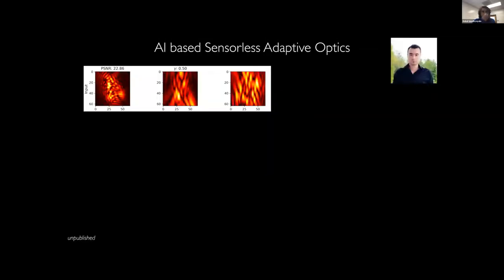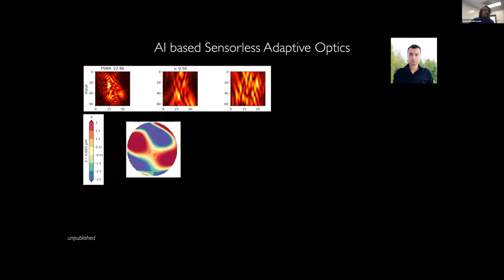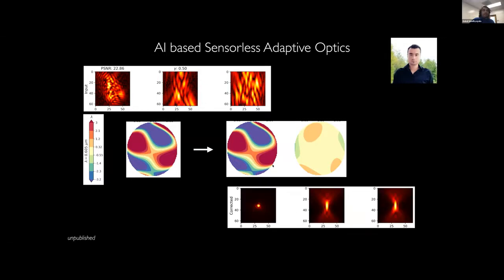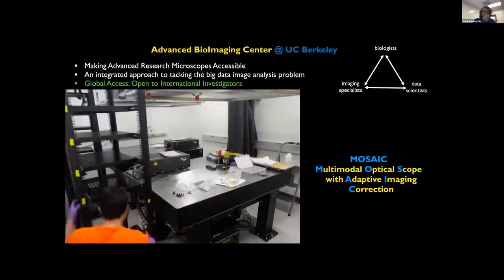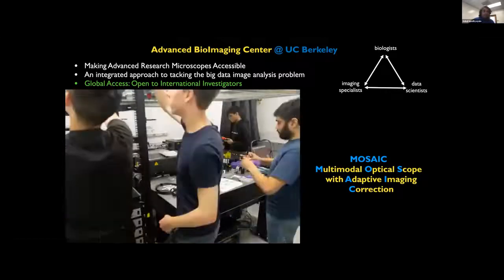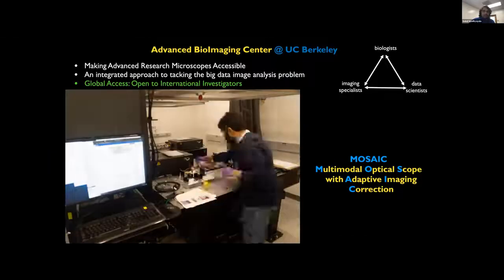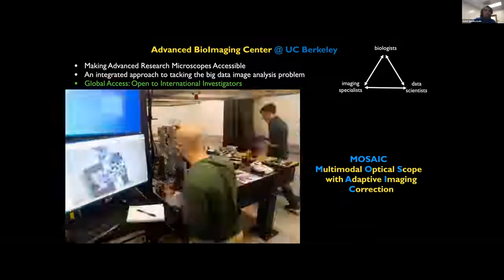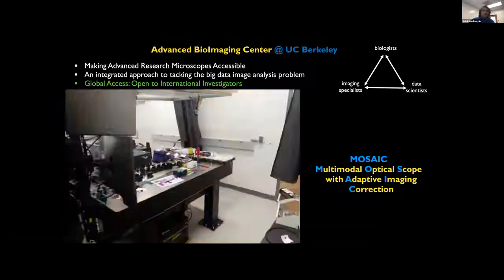And then the last big direction that we're focusing on is making deep learning based sensorless adaptive optics, meaning that we're working to develop a pre-trained model that's able to recognize the aberration, and we're able to correct it using a deformable mirror such that our corrected wavefront will allow us to get close to diffraction limit resolution. So again, the whole point of the Advanced Bioimaging Center is to make these advanced microscopes accessible, and it really is open to international investigators. So please feel free to get in touch if you have scientific problems that could be helped by these tools that we're building. I'm happy to stop here and take any questions.